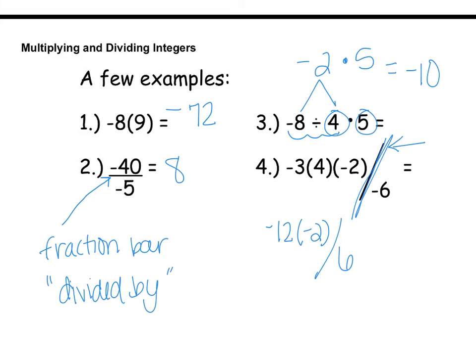Okay, now we have a new problem. -12 times -2 divided by -6. Again, let's take it one step at a time. -12 times -2, same signs, so we get a positive answer, 24. Now we have a division problem. 24 divided by -6. Different signs, so we get a negative 4.